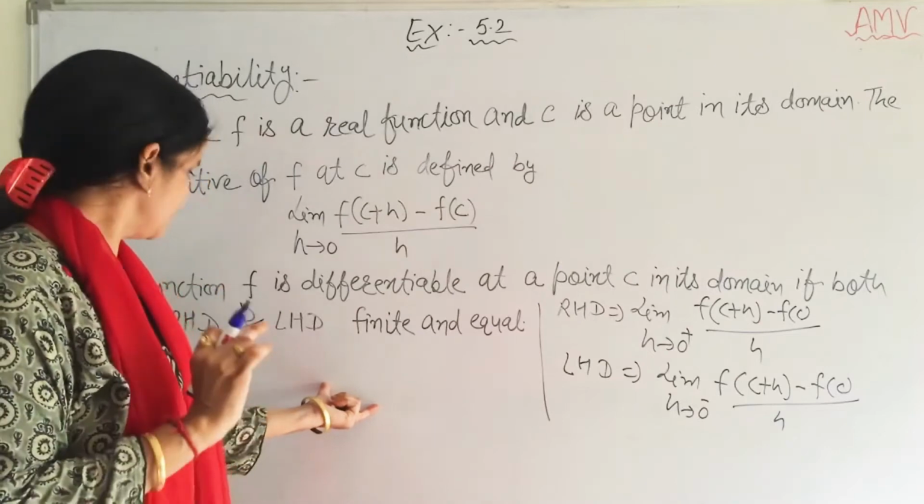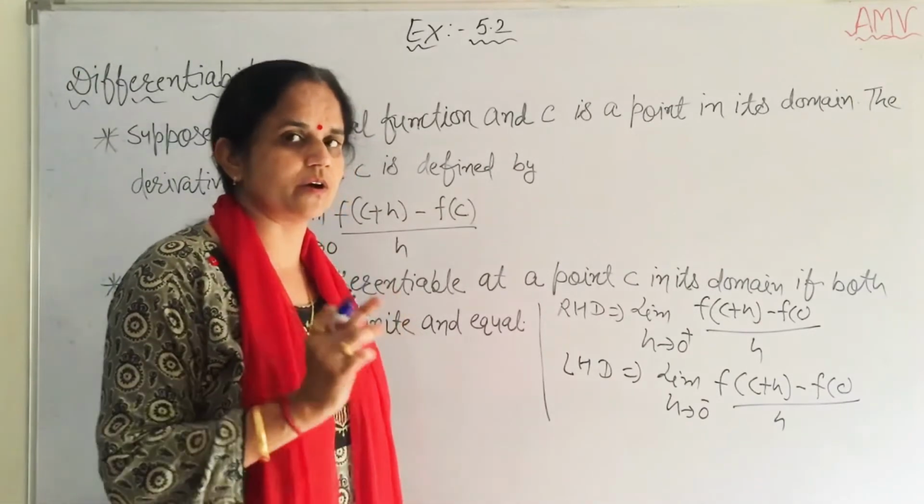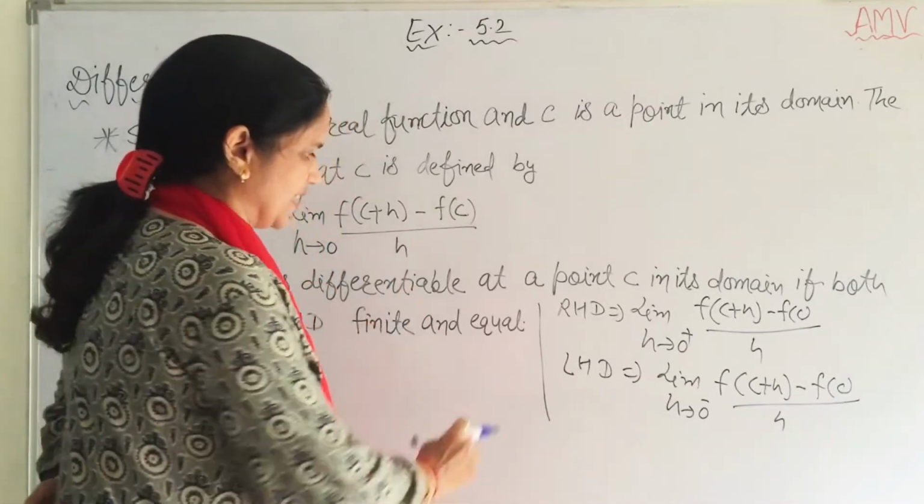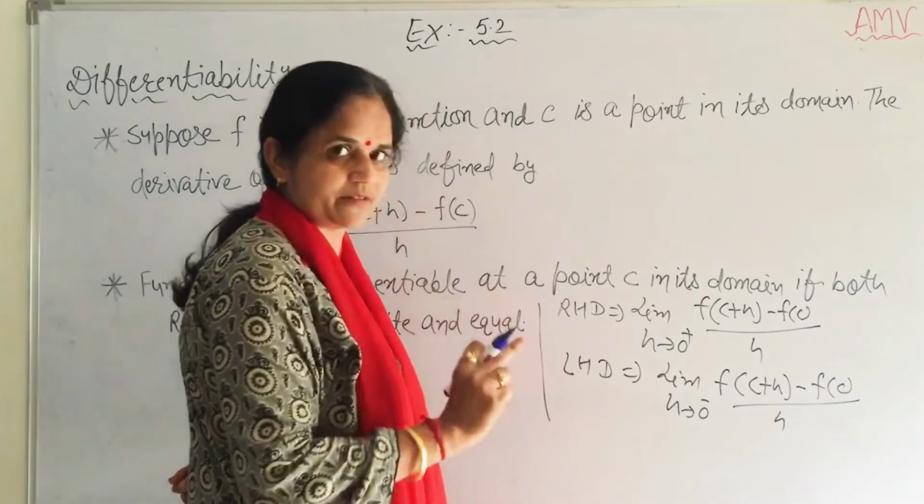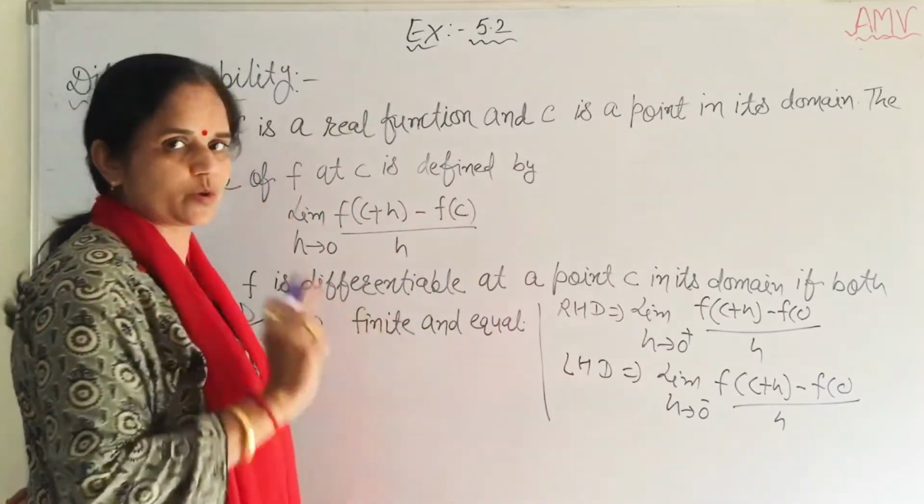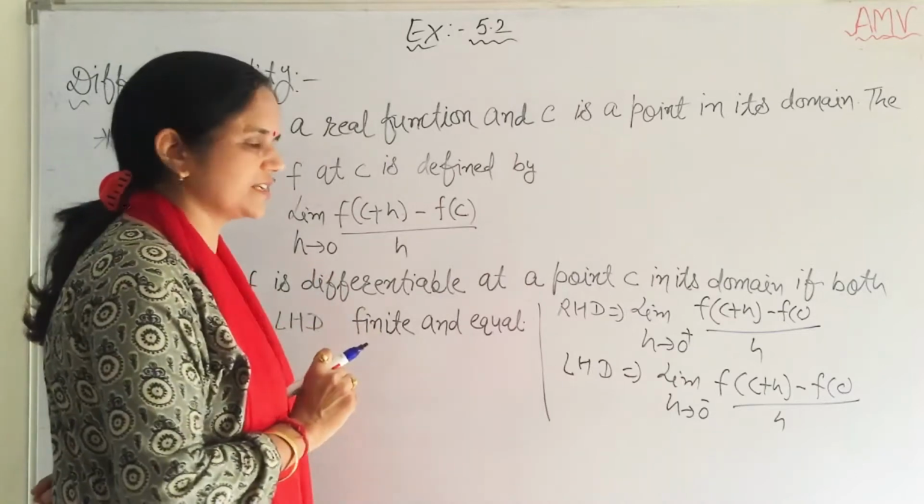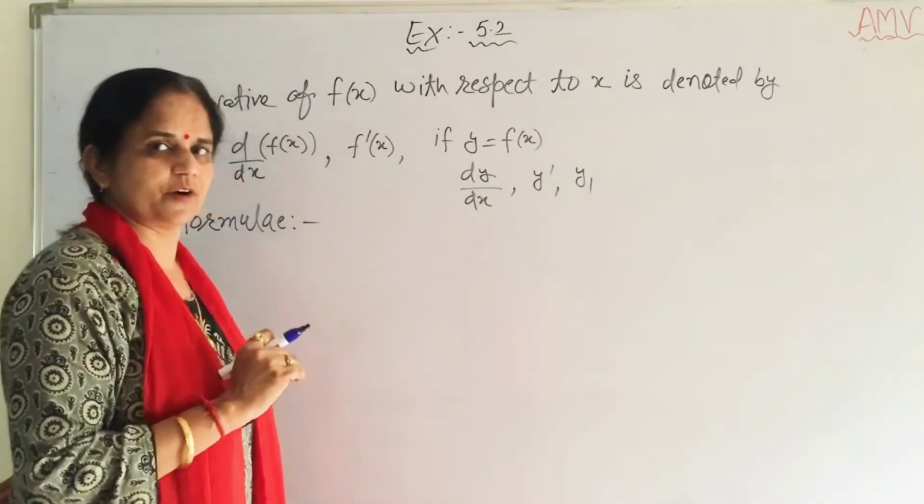Whenever you want to find whether a function is differentiable or not, we have to find the right hand derivative and the left hand derivative. If both derivatives are finite and equal, then only the function is differentiable. Okay, let's revise the formulas.